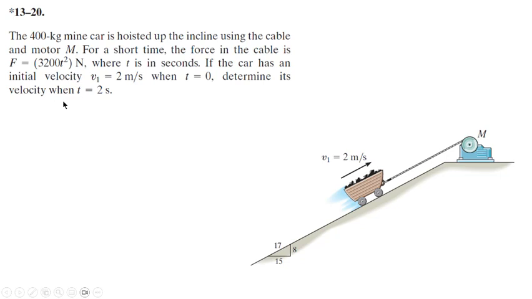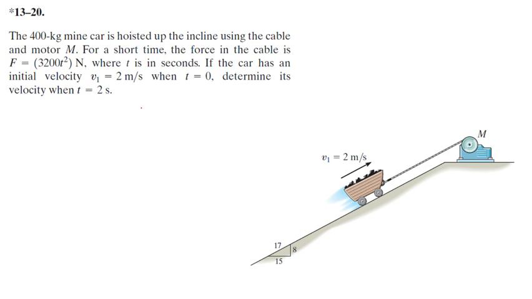Again, it's another problem, and then let's start to solve it. So we have a car of 400 kg and it is lifted up this uphill with a motor with power, the power or torque M. For a short time the force in the cable is 3200 t squared. If the car has an initial velocity of 2 meters per second when the time is 0, determine its velocity when the time is 2 seconds.